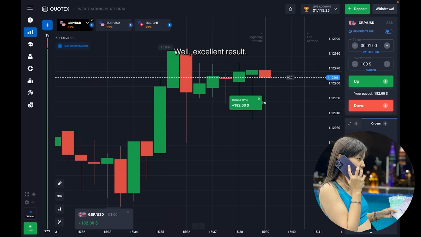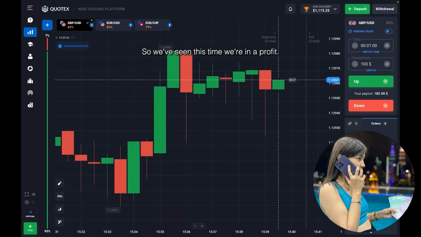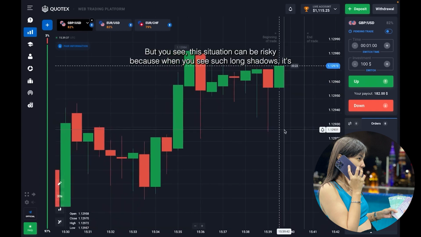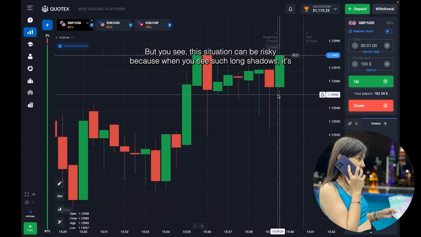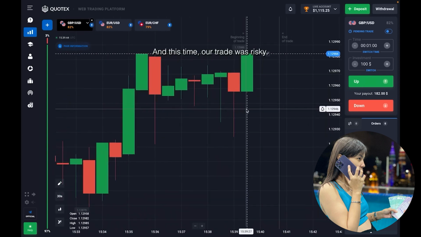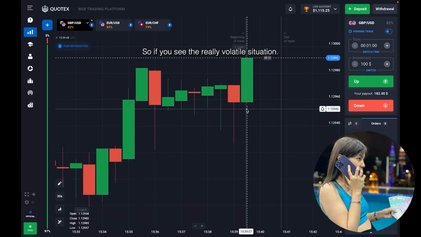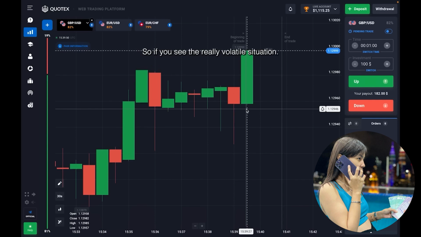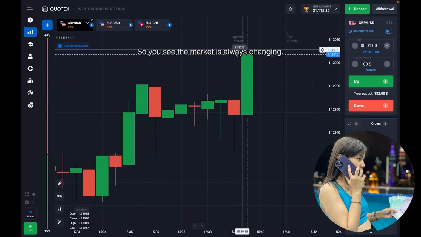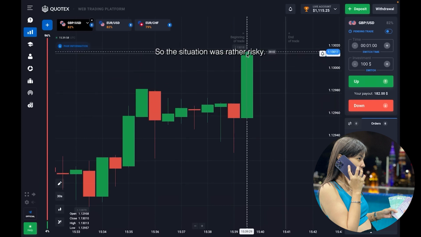So guys, it's an excellent result, and we've seen this time we're in profit, but you see the situation can be risky, very risky, because when you see such long shadows, it's better for you to wait. At this time our trade was risky, but just to be honest, I was ready to lose this money. If you see this really volatile situation, you see now the price is going in an up direction, because the market is always changing, so the situation was rather risky.